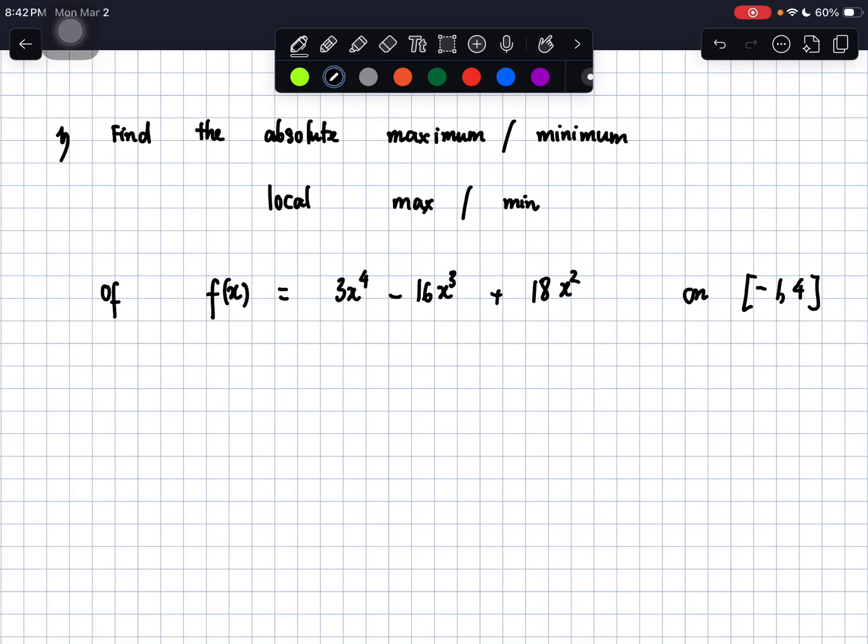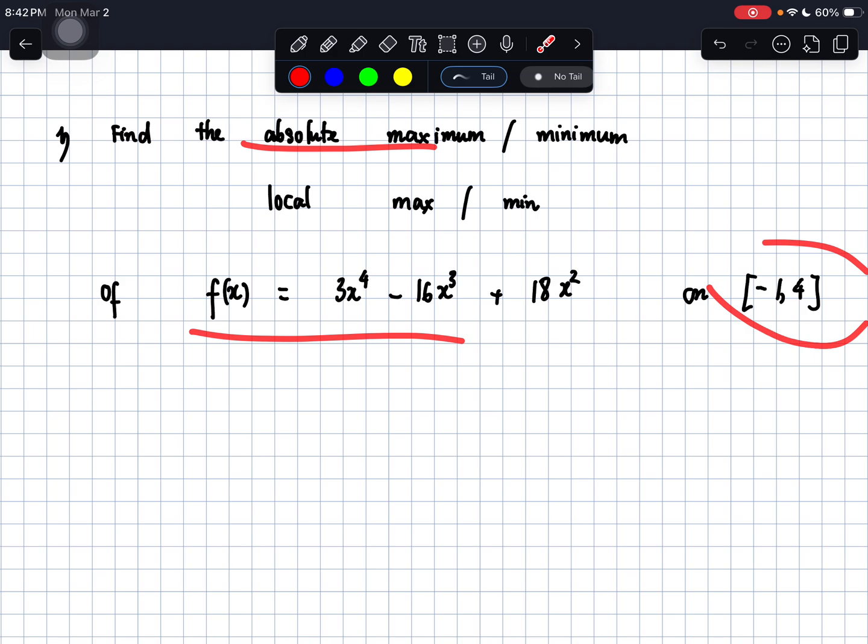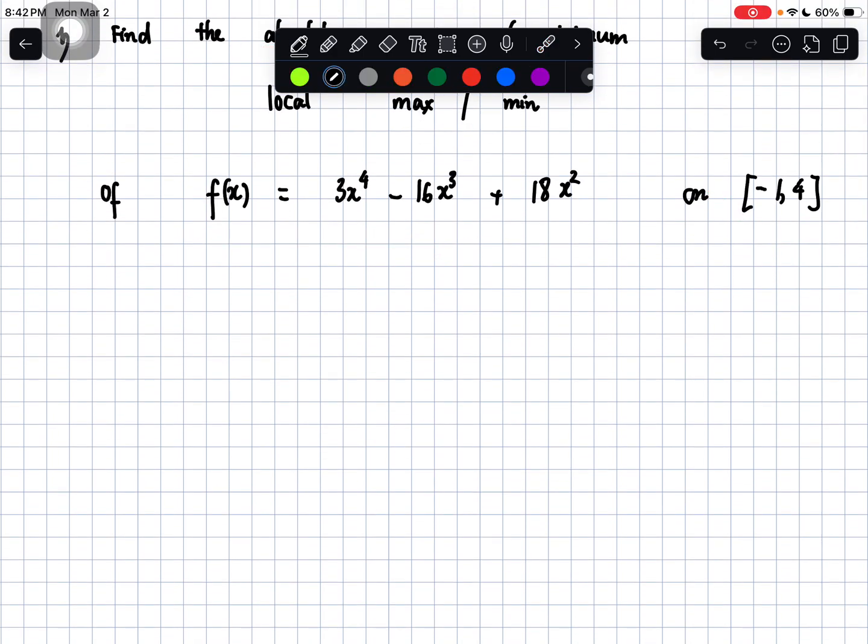We can find the absolute maximum, absolute minimum, local maximum, and local minimum for this function f of x on the interval. This is a closed interval, -1 to 4. The extreme value theorem says that for a continuous function on a closed interval, f must have a maximum and a minimum on that interval. And this is how we find them.